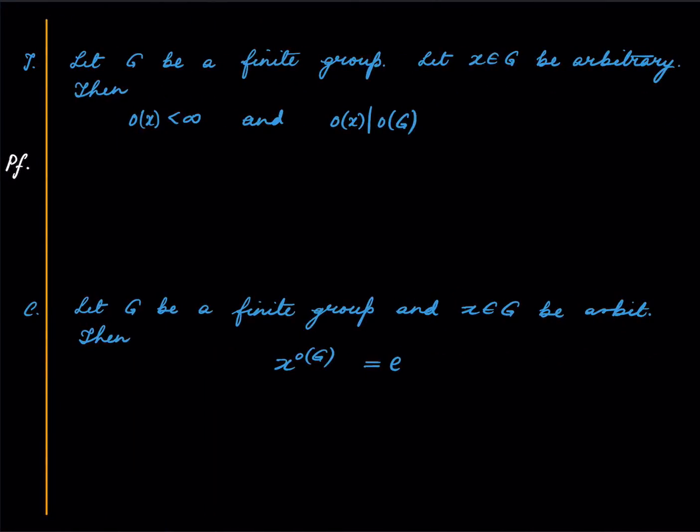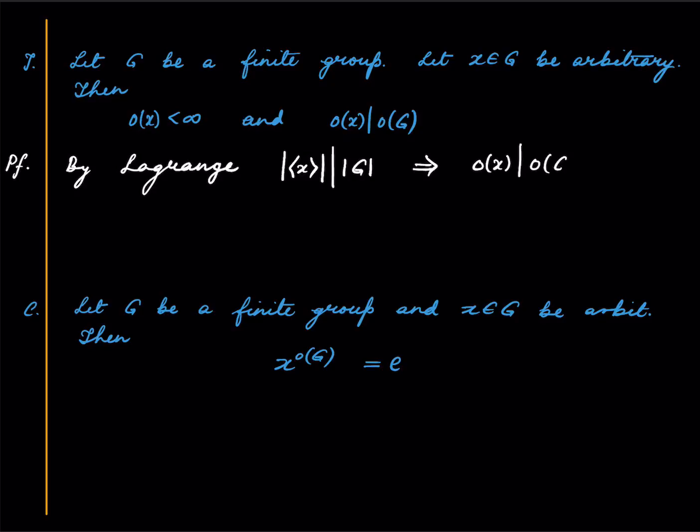Lastly, not lastly, but importantly, suppose we have a finite group and X is some arbitrary element. Then we have already shown this previously. This is the interesting part. So by Lagrange, the cardinality of any subgroup, and hence this particular subgroup, divides the cardinality of G. But by the previous proposition, this is the same as saying the order of X divides the order of G.